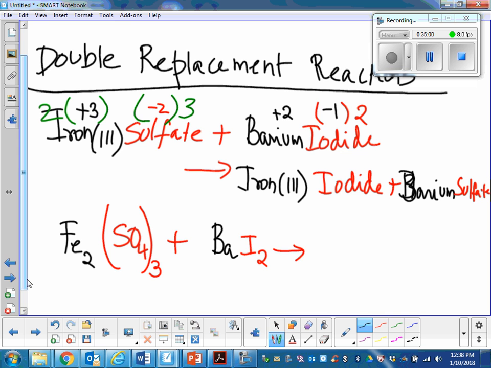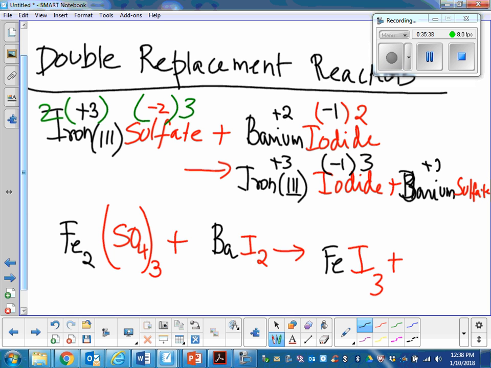So we are now with Haley. Haley, what is the charge on iron? It's a +3. And the charge on iodide is -1. So which side am I going to multiply? By 3. So what is my formula for iron 3 iodide? Fe I 3. Very good.